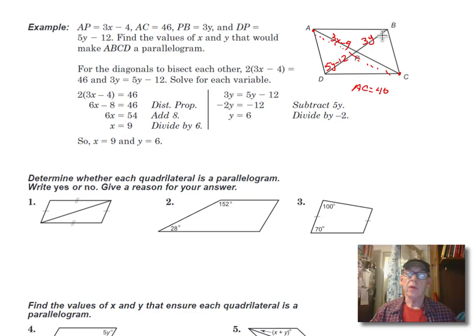and DP is congruent to PB because AC bisects it, which means that 5y minus 12 equals 3y. Let's take 5y away from both sides. Minus 12 equals minus 2y. Divide by negative 2, y equals 6. Let's find out what y is. Okay, so y is equal to 6. Find out what x is.